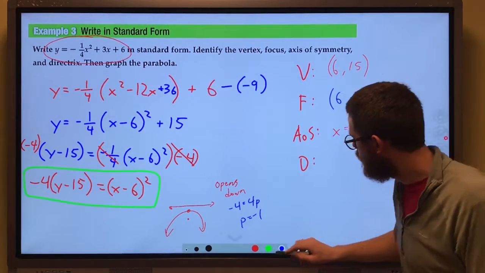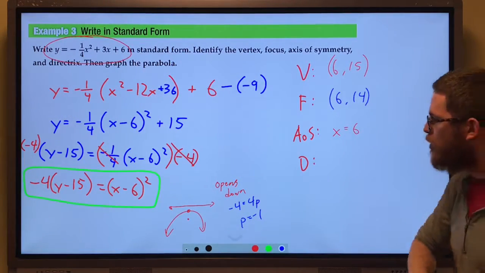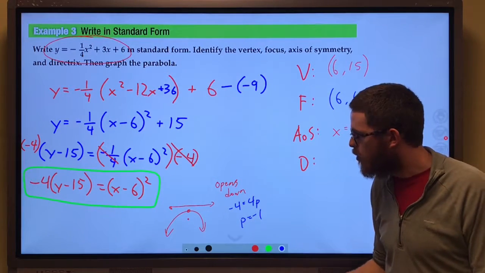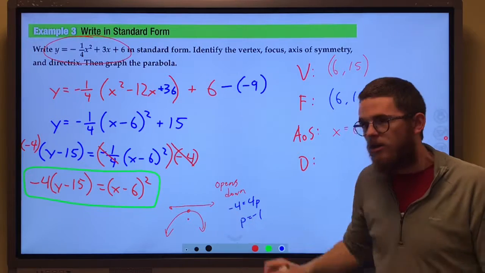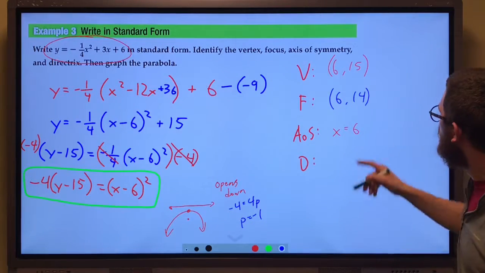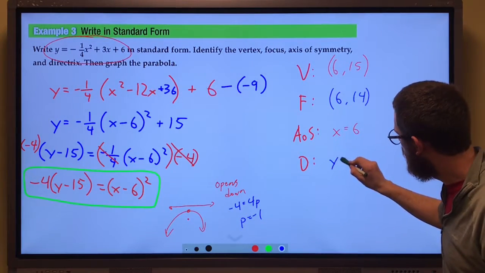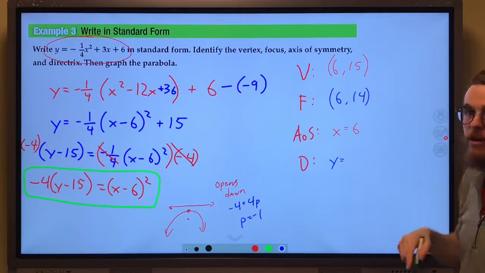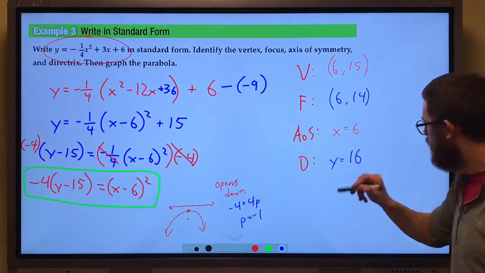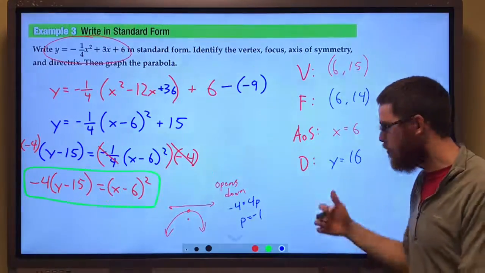All right. So now we also want to deal with the directrix. The directrix, of course, is that line, and we have to subtract the p-value from the y-coordinate to get y equals. 15 minus a negative 1 would give us 16. Okay, so that would be y equals 16.